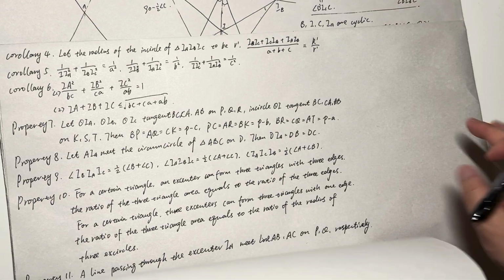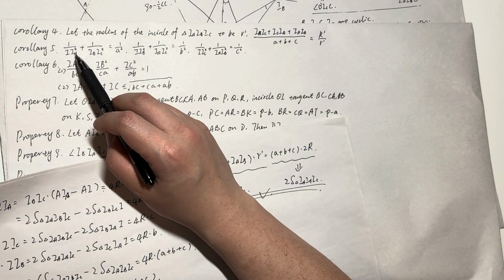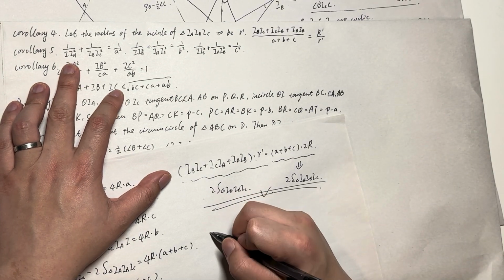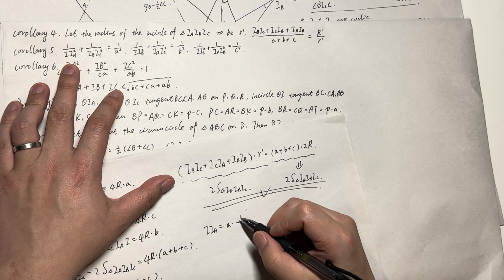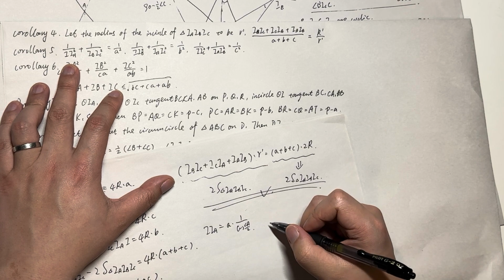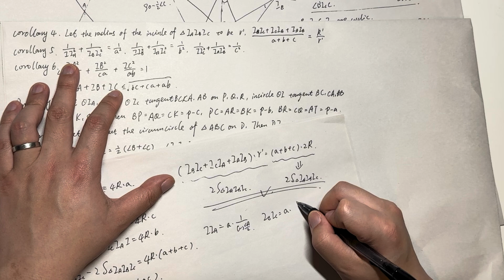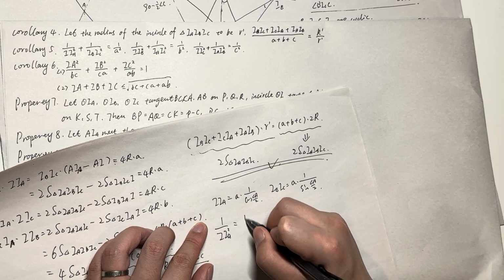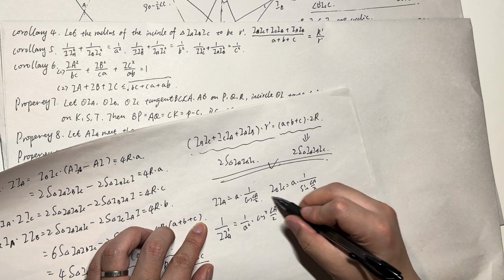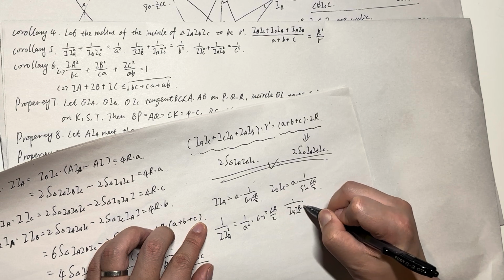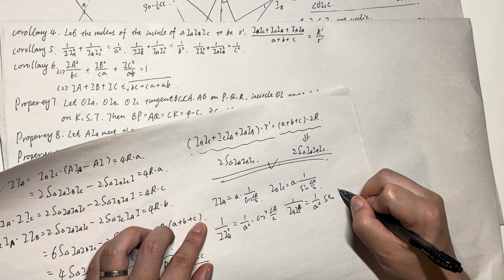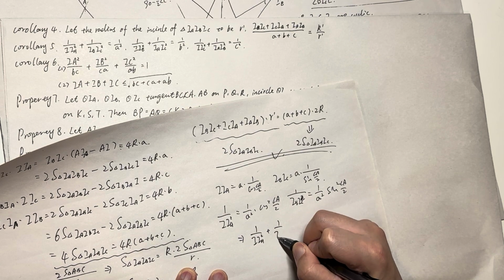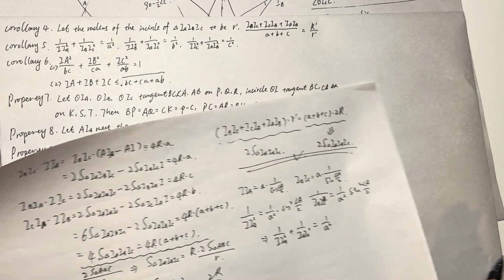And for corollary 5, we want to prove that 1 over IIA squared plus 1 over IBIC squared equals 1 over A squared. Because IIA equals A times 1 over cosine angle A by 2, right? And IBIC equals A times 1 over sine angle A by 2. So 1 over IIA squared is 1 over A squared times cosine squared angle A by 2, and 1 over IBIC squared is 1 over A squared times sine angle A by 2, squared. So if we add them together, 1 over IIA squared plus 1 over IBIC squared equals 1 over A squared. Okay.